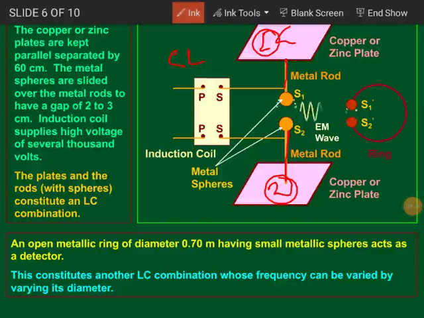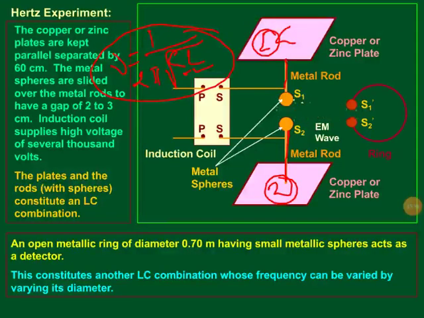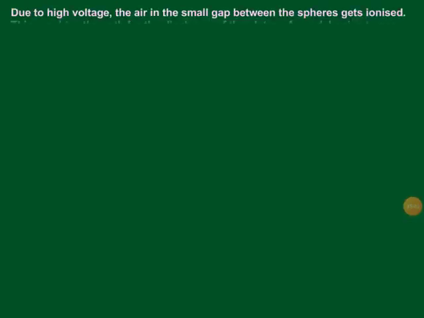So this electromagnetic wave will produce the frequency nu, and it will be expressed as 1 by 2 pi root over LC. This much frequency can be produced by these electromagnetic waves. So depending upon the value of L and C, you can produce different frequencies. Got it? So let's switch to the next slide.